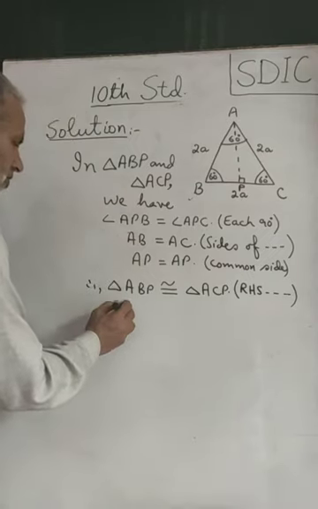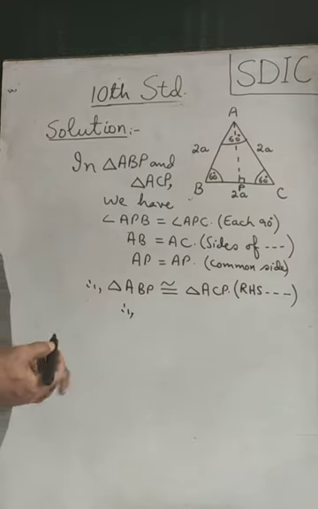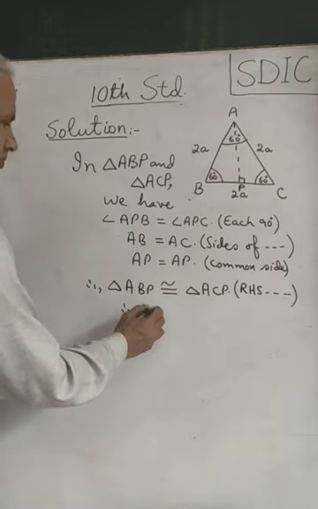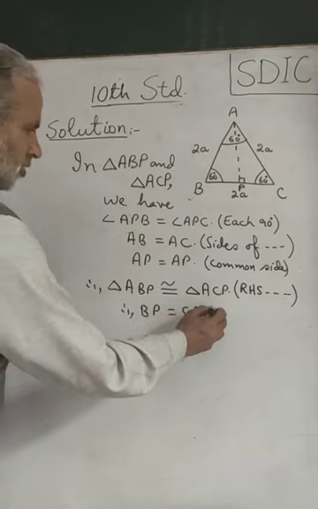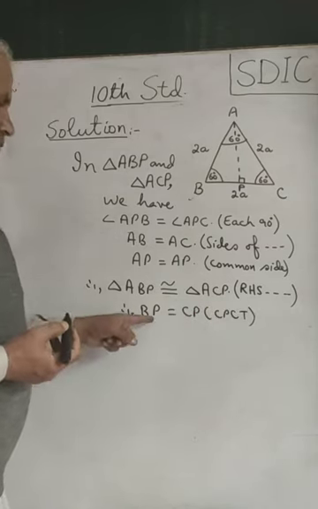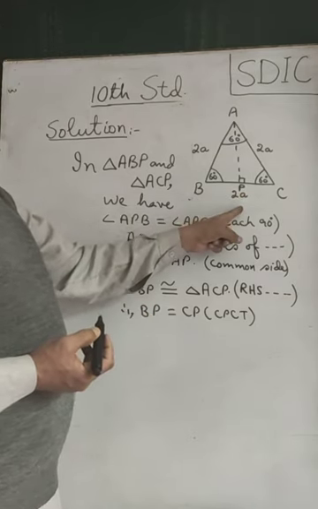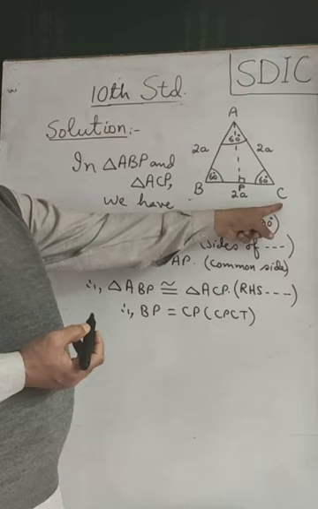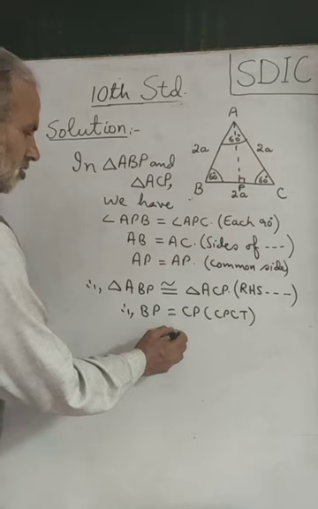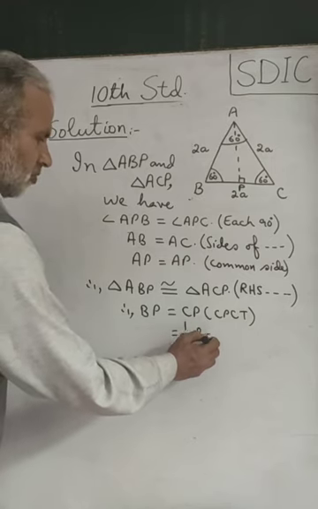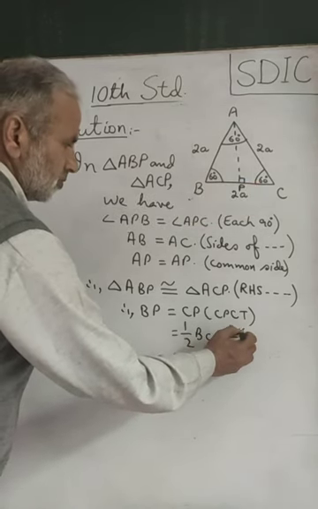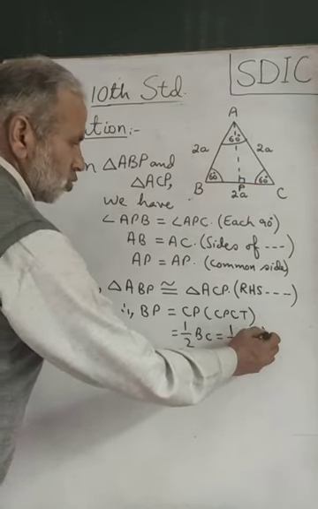And then whenever we prove congruency, we use CPCT, and according to CPCT here we shall say BP is equal to CP. Now, BP being equal to CP, together these make the line segment BC. Therefore, each of these will be half of BC. So we write it is equal to half of BC. Length of BC we know is 2a, so it will be half of 2a. We replace BC by 2a. 2 will then cancel with 2.